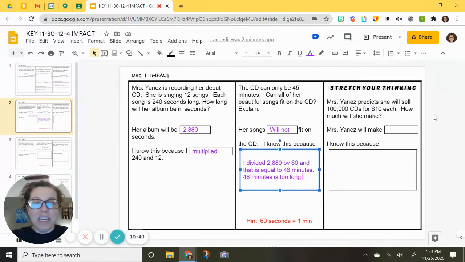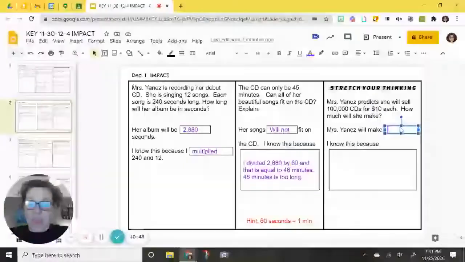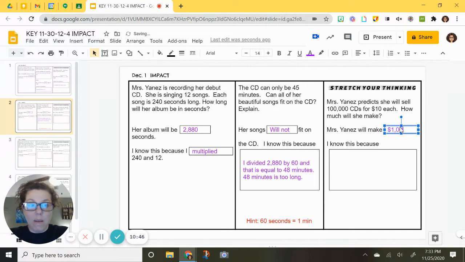This is amazing. We'll make $1 million. My fans deserve it. I need to make this for them. The way you know this is that I multiplied 100,000 by $10. That's how you know it. Easy.